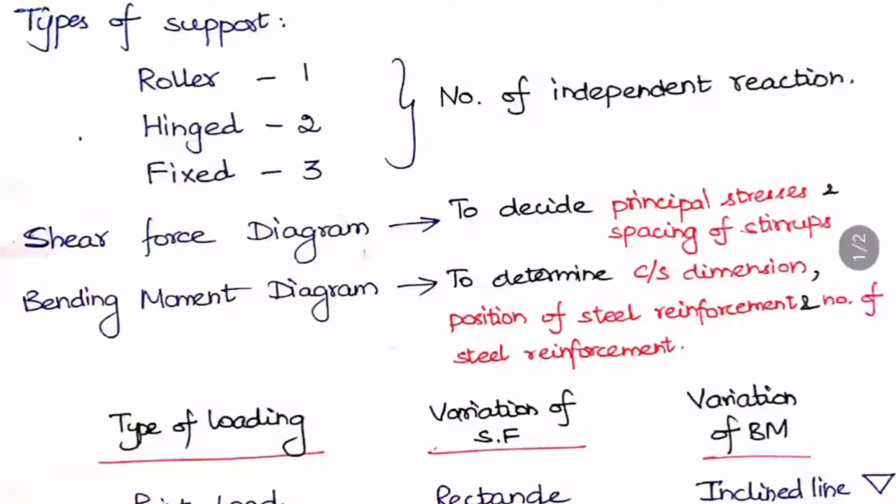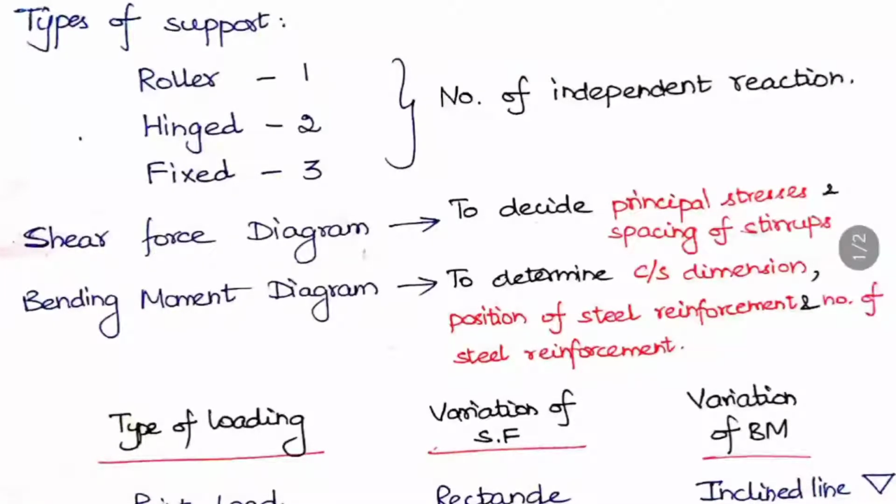When you see the hinged support, it is only allowed to rotate. It can't move either in the vertical or in the horizontal direction. So the number of independent reactions will be 2. If you see the fixed support, neither rotation nor translation is allowed here. That is, it can't move in the vertical and horizontal directions, and the rotation is also not possible. So the number of independent reactions is 3.